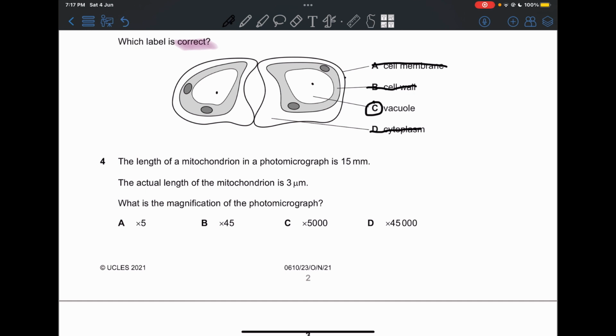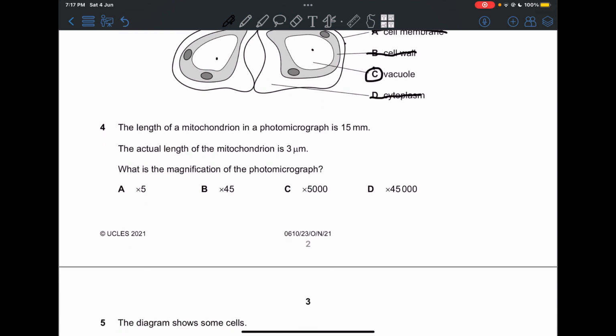Now question 4. The length of a mitochondrion in a photomicrograph is 15 millimeter. The actual length of the mitochondrion is 3. What is the magnification of the photomicrograph? Now we know that any question like that comes, it's for the magnification question or actual length. So you have to draw this. I like to call it the ion triangle. So this helps you to get the magnification. So over here they're asking for the magnification. So we're going to be calculating this by dividing the image by the actual length.